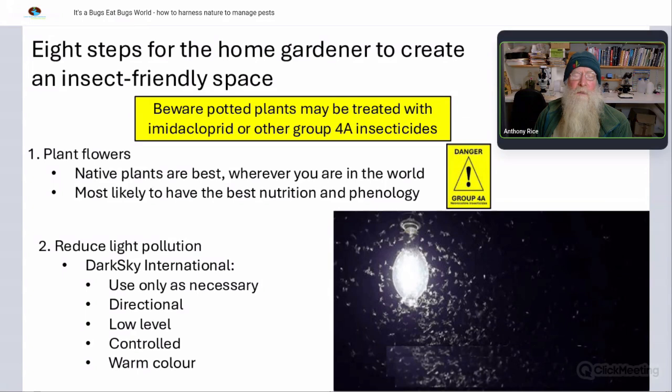They're in there for pollination. They're in there to feed on the nectar that flowers are producing to attract insects. So plant flowers, plant flowers, plant flowers. That's the best thing you can do.